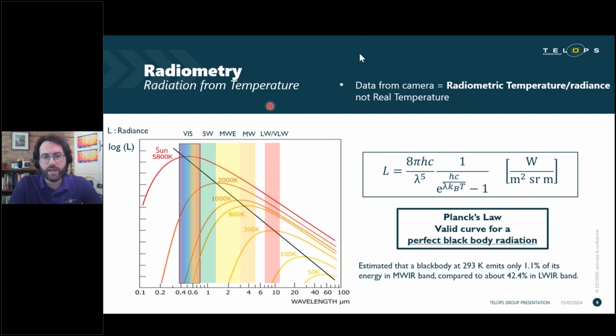Now, when we're using infrared cameras, it's important to understand that the data coming from the camera is not directly the true temperature, the real temperature of an object. It really is a radiometric temperature, or radiometric radiance energy coming to the detector. And that difference is critical to understand when choosing your camera, choosing the spectral band of your camera.